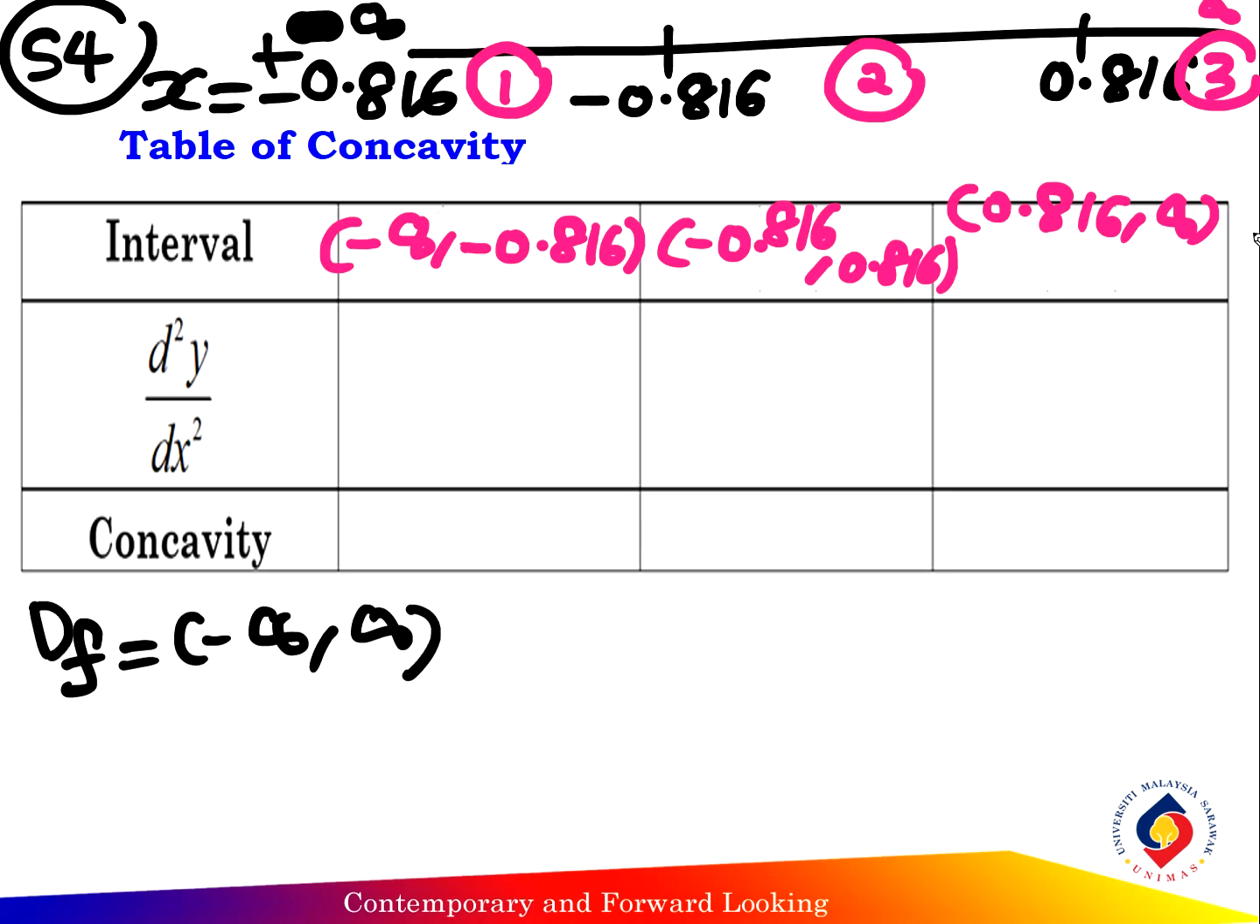If you compare with the cubic function, there are only two intervals. Okay, first, the first value you check here.